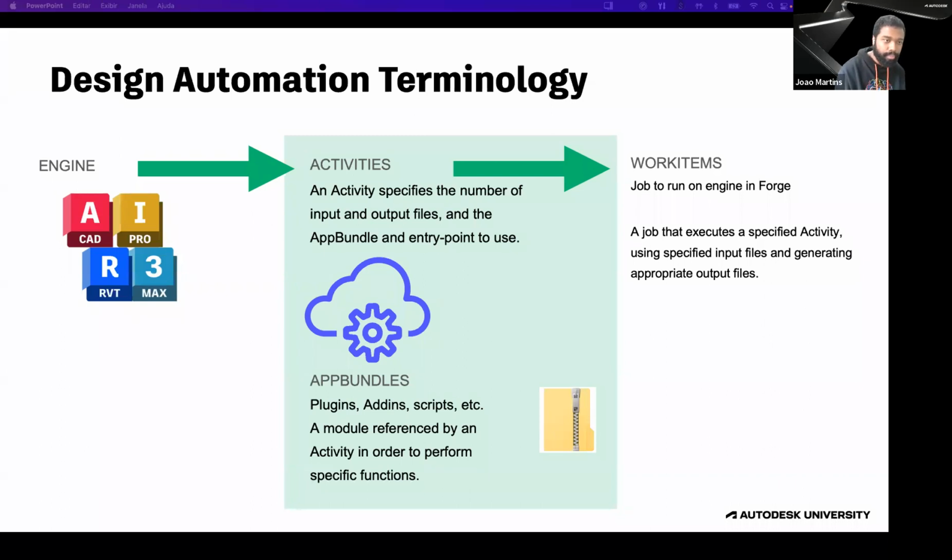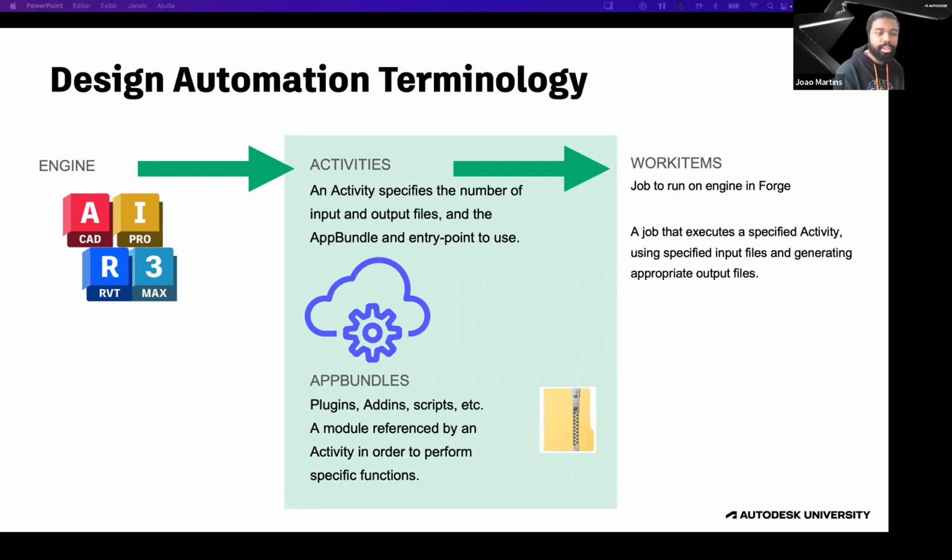With that, we need also to specify an activity. The activity specifies how and what it will execute. It specifies the number of inputs, the number of outputs, which app bundle we are going to use, how many inputs, are those inputs Revit, are those inputs zipped contents, are those inputs generated on demand, are there required additional parameters?